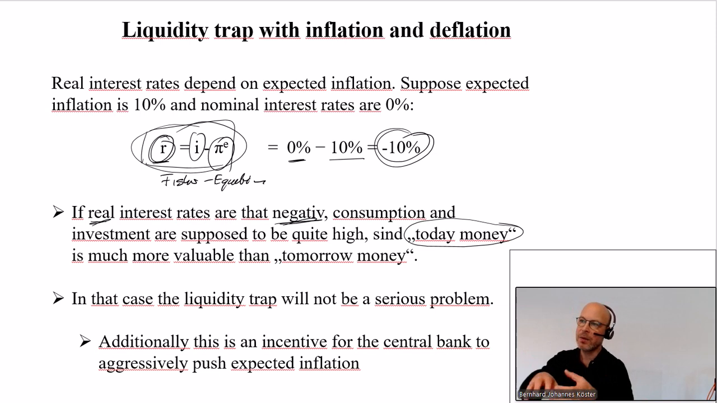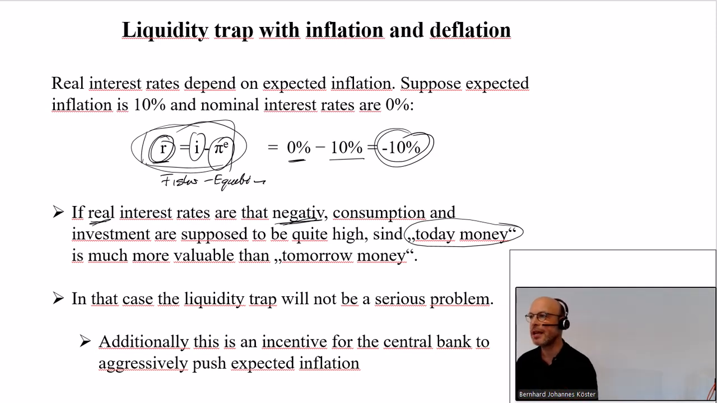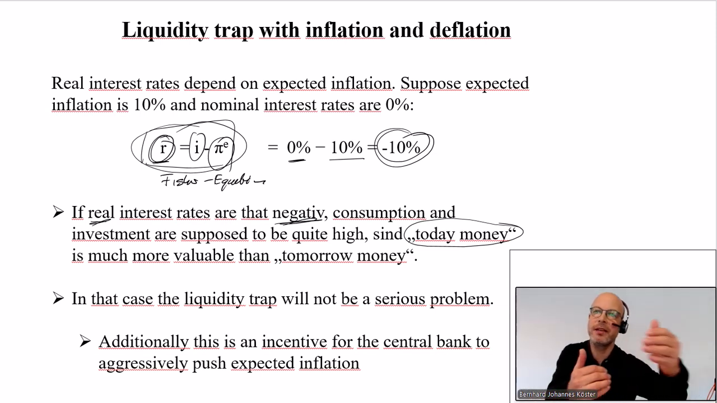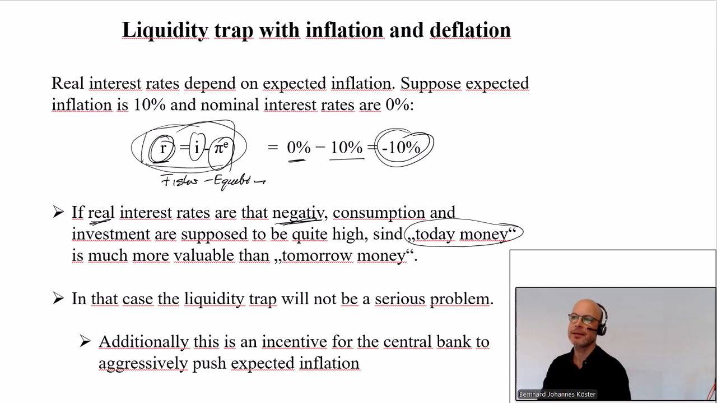So we can say the government should look at which sign the real interest rate, or the real expected interest rate, has. Do I want my people to consume relatively more today? Then it is not the worst if the real interest rate is negative.